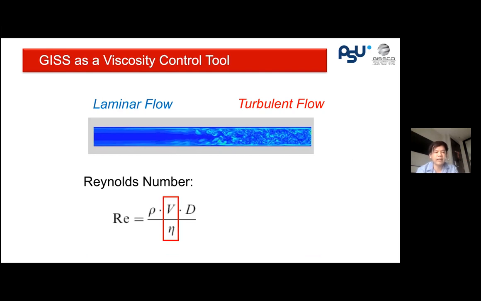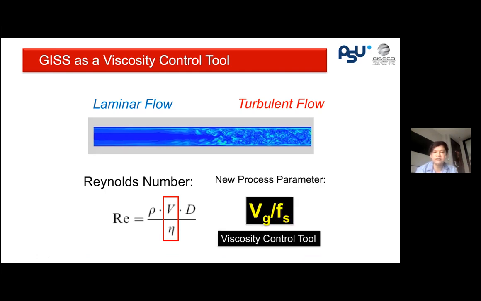So normally in high pressure die casting, we cannot control viscosity. We can only control the speed. The density is constant for aluminum. The diameter of the channel is constant for a section. So the only thing high-pressure die casting can control is velocity. But with GISS, it allows us another dimension to control the viscosity so that we can manipulate the laminar flow or the turbulent flow so that we can reduce porosity in trapped air, gas porosity, for example.